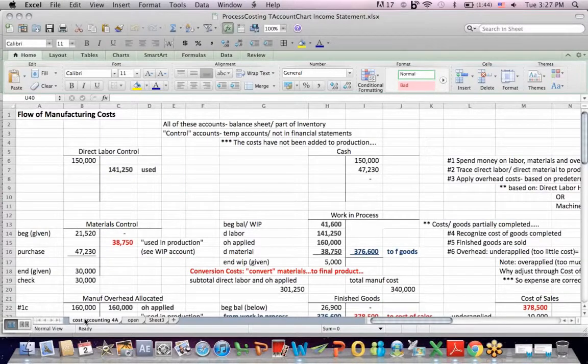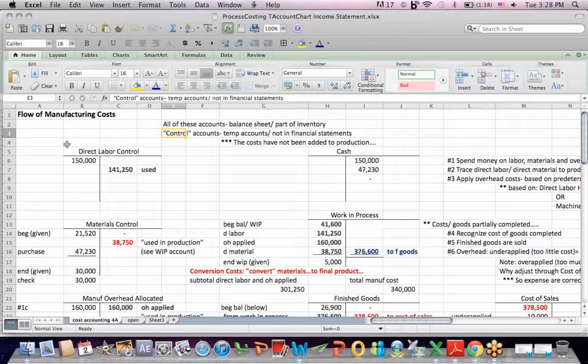This is a spreadsheet that I've used to explain the flow of manufacturing costs through the T accounts that you find in process costing. Now, I want to distinguish between what you're going to see, process costing, and job costing, which is a different topic. All these T accounts that you see on the page are part of inventory, but the control accounts, for example, direct labor control here, are temporary accounts that don't make it into the financial statements. They are temporary parking places.